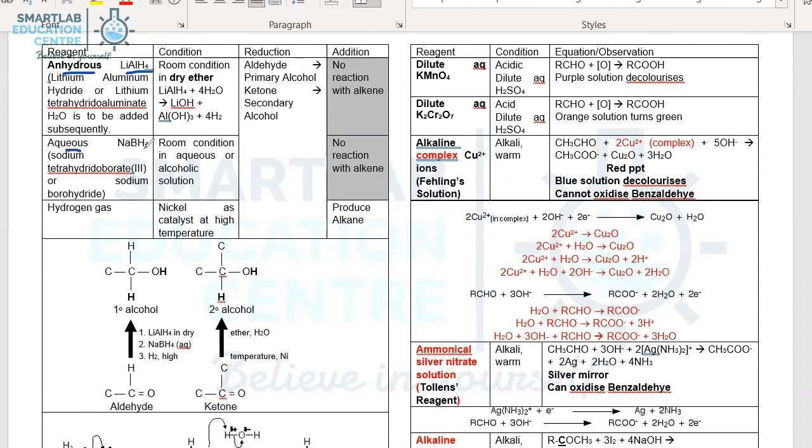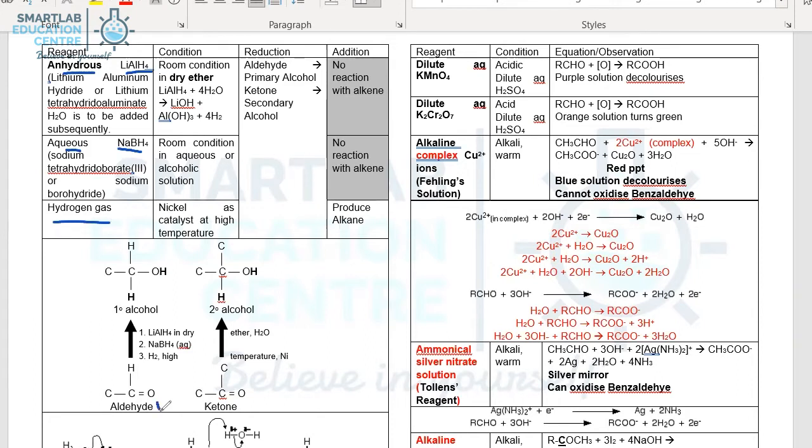Next reducing agent is your aqueous sodium tetrahydroborate, or NaBH4. That one you can have in aqueous state because the presence of water does not cause the breakdown of your BH4-. The final one is your hydrogen gas, which is a commonly known reducing agent.